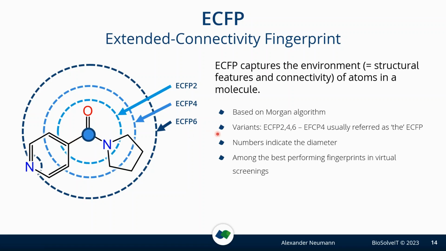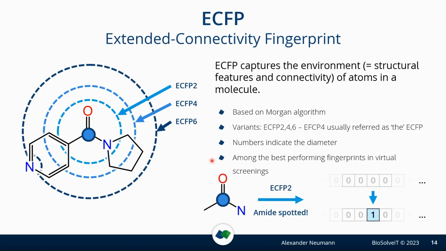The ECFP is based on the Morgan algorithm, which calculates unique identifiers for each atom in a molecule, based on its neighboring atoms. The numbers here, the variants, indicate the diameter, as I mentioned, 2, 4, and 6. And the ECFP4 is the most popular one, and is actually the one people refer to when they talk about the ECFP fingerprint. It belongs to the best performing fingerprints in virtual screening. I have some publications for you if you would like to look it up afterwards.